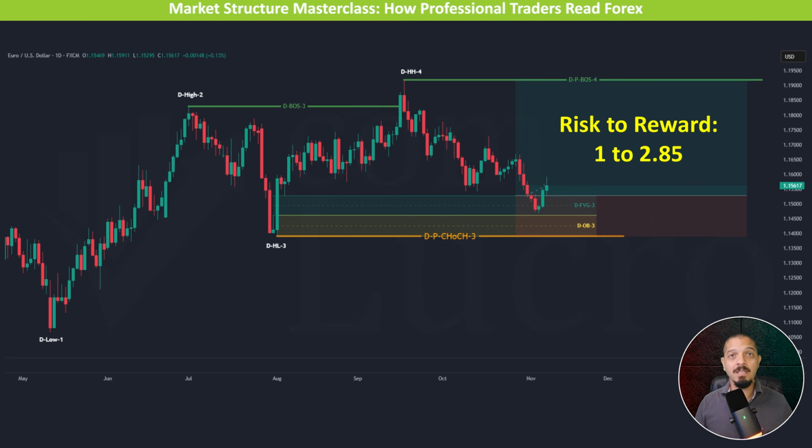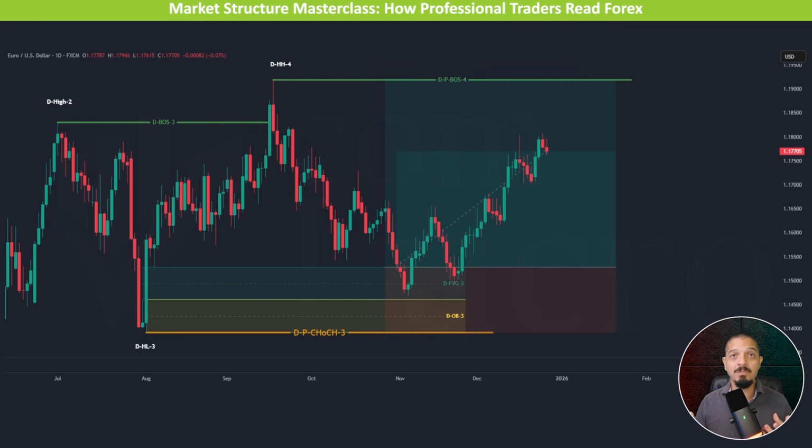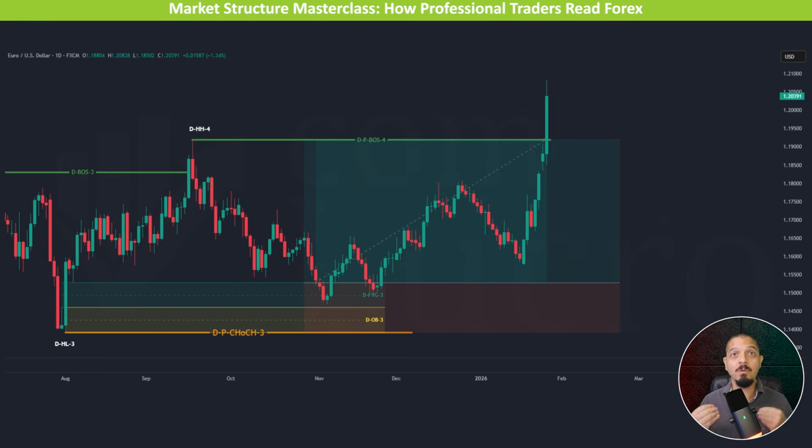This type of positioning allows the trade to be structured with a favorable risk-reward profile. In this example, approximately 1 to 2.85. As observed in this chart study, the objective of the movement was eventually reached, resulting in a strong and profitable trade within the broader bullish structure. In other words, the higher time frame provides the directional context. The retracement defines the area of interest, and the lower time frame reveals how price structure begins to transition back into the direction of the broader trend.